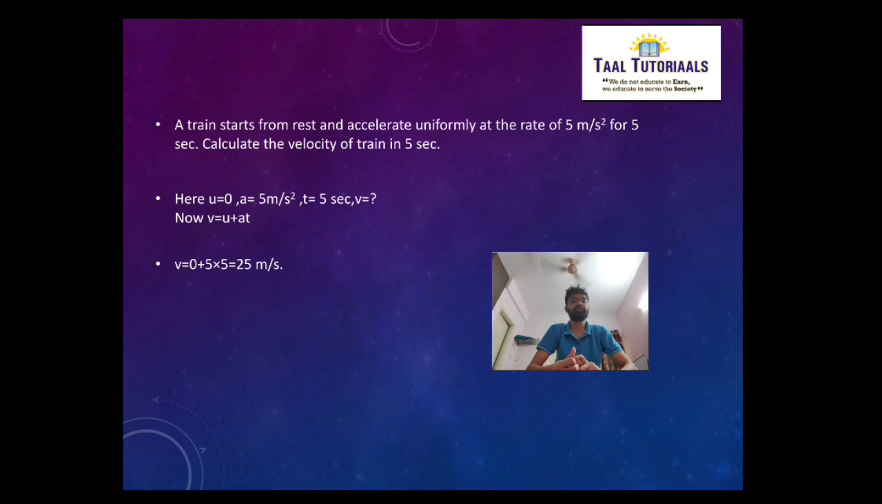So the information which we have, the train was starting from rest, that is the reason initial velocity will be 0 here. And it was accelerating uniformly at a rate of 5 meter per second square. This means acceleration was 5 meter per second square and time is 5 seconds. We need to find the final velocity. When we apply the first equation of motion, that is V is equal to U plus AT, and substitute the value of U as 0, A as 5 and T as 5, we get the final velocity as 25 meter per second.